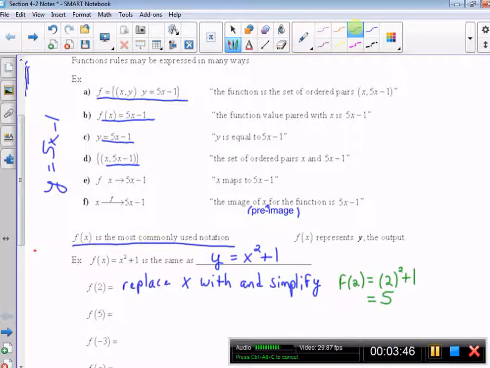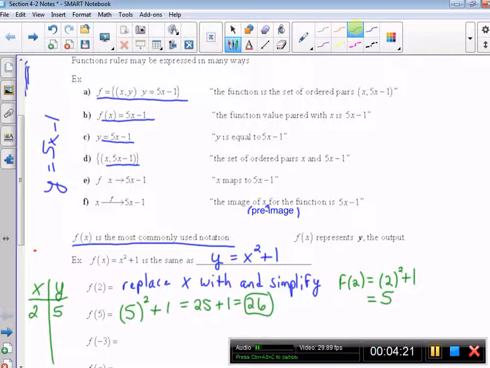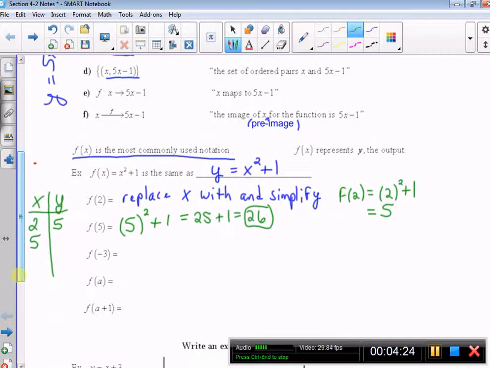So if you were to actually set up an x and a y chart for the equation y equals x squared plus 1, if you have an x coordinate of 2, the corresponding y coordinate would be 5. So the coordinate 2 comma 5 is a point on the graph y equals x squared plus 1. F of 5 equals 5 squared plus 1. So 25 plus 1, or 26. So if x is 5, then y would be 26. That's an ordered pair on the graph x squared plus 1 equals y.